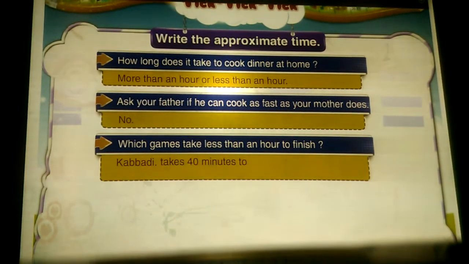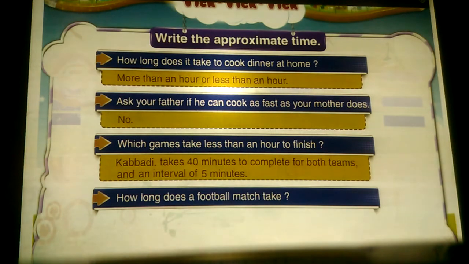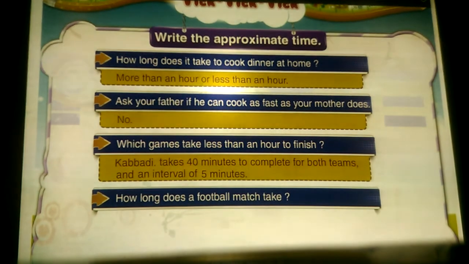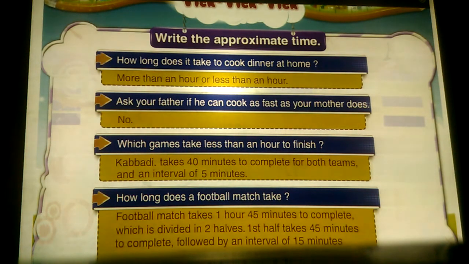Kabaddi takes 40 minutes to complete for both teams and an interval of 5 minutes. How long does a football match take? The football match takes 1 hour, 45 minutes to complete, which is divided in 2 halves. The first half takes 45 minutes to complete, followed by an interval of 15 minutes. And then, the second half takes 45 minutes to complete.